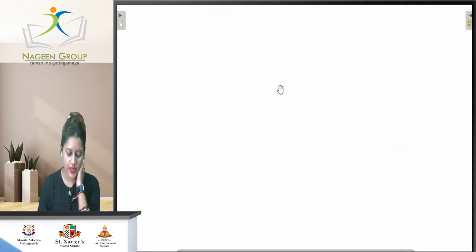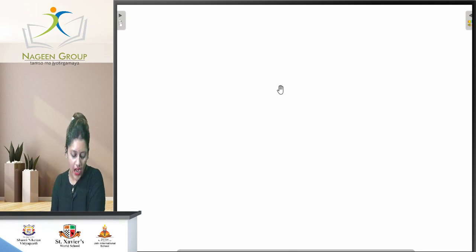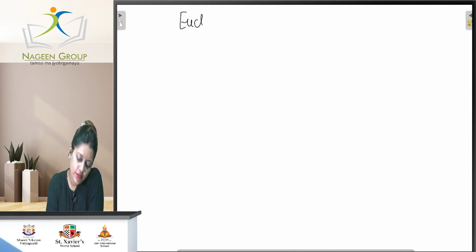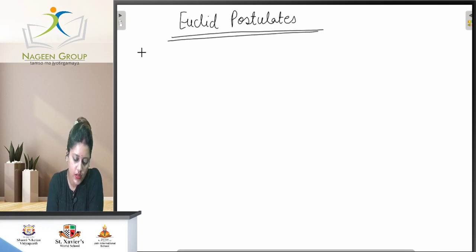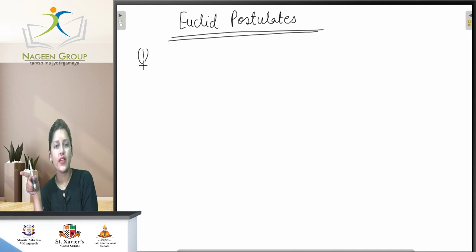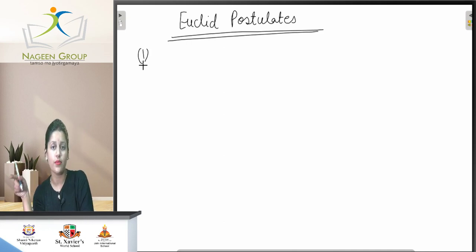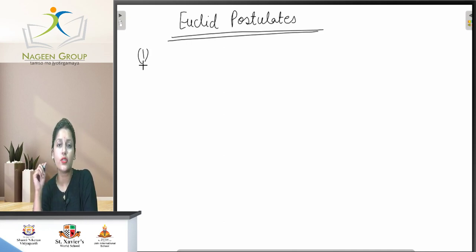Now our last topic, that is Euclid's 5 postulates. What are those? Before, we were reading about Euclid's axioms. Now we are reading about Euclid's postulates.